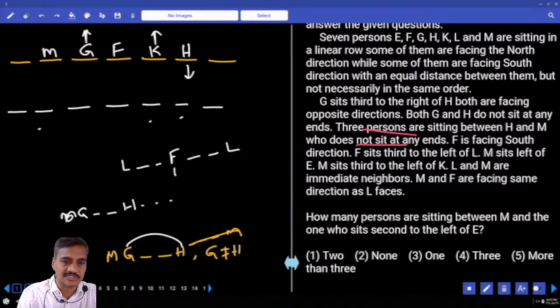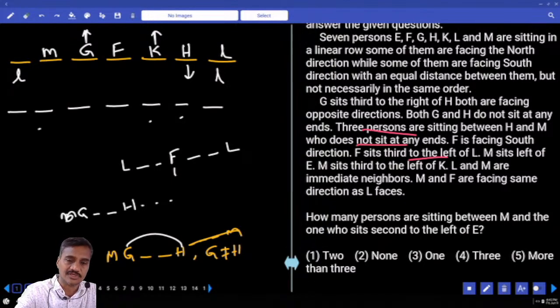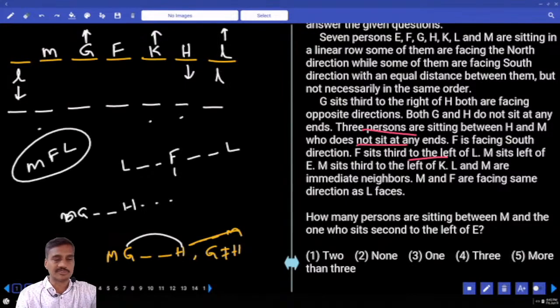If F is at the center, then L can be either at this place or here, two possibilities. M and F are facing the same direction as L. F sits south to the left of L. Now if L is here, F is sitting south to the left of L, isn't it? Or if F is here, L is facing towards south. And which three persons are the same? M, F and L are facing the same direction.